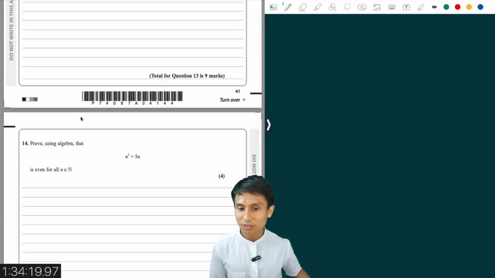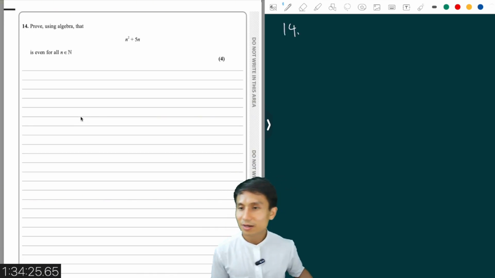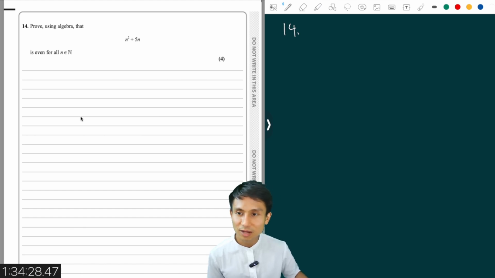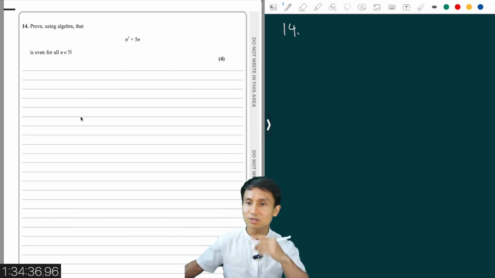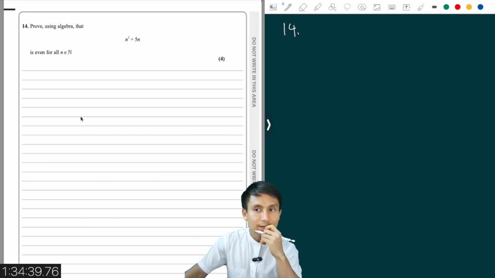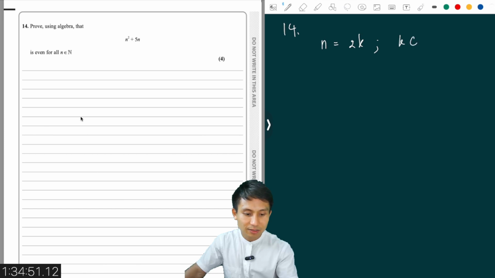Okay, so number 14, almost the last question, guys, so I guess I'll have time for number 13 later. Prove using algebra that n squared plus 5n is even for all values of n being positive integer. So the capital N there is a positive integer or a natural number. Okay, and we know that natural numbers are either odd or even. Okay, so for the case where n is 2k, k is an integer or also a natural number there. This is n is even, yeah, so n equals 2k.